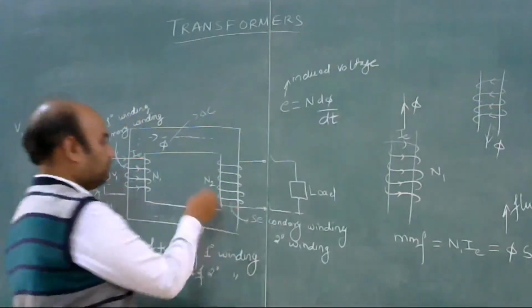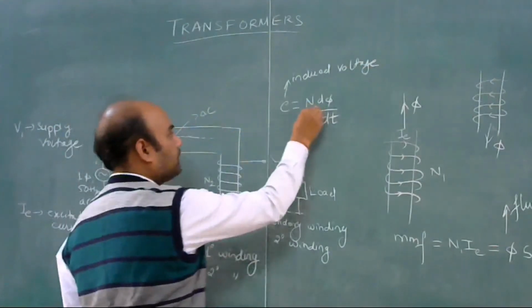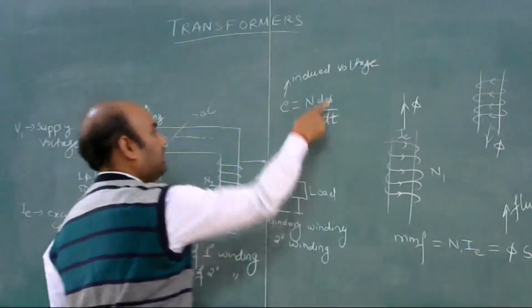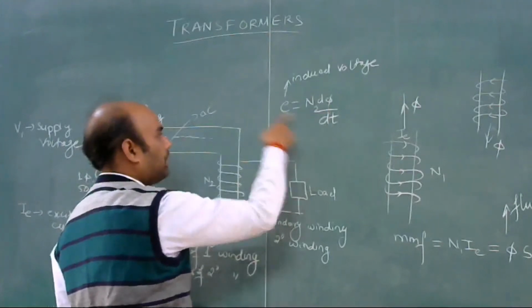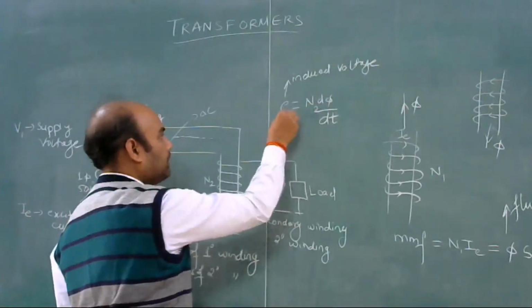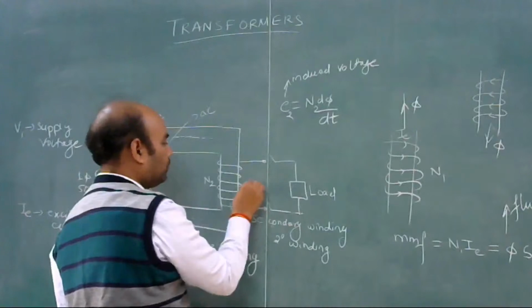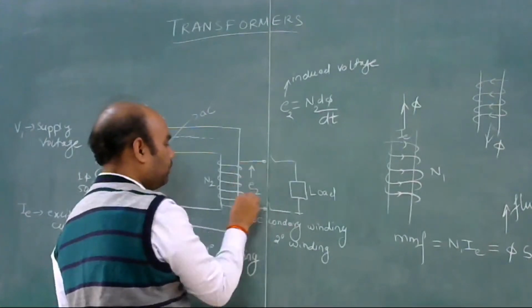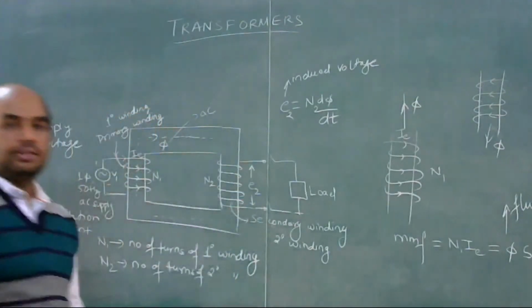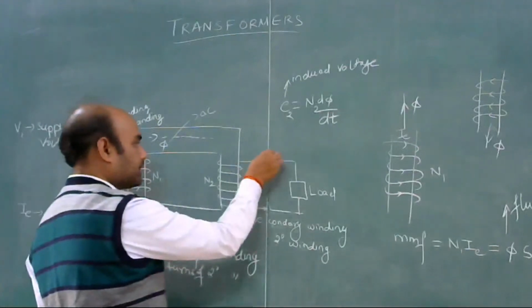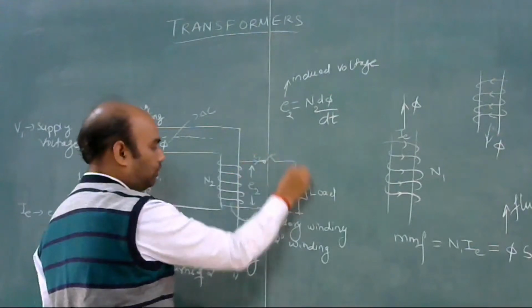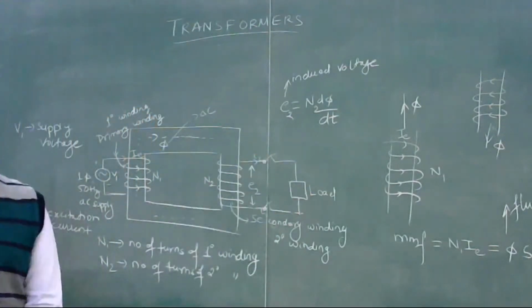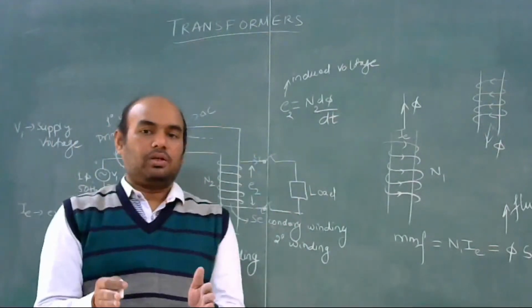We have N2 number of turns and d phi by dt, which is alternating in nature. So this is E2, the induced voltage on the secondary side. And if you connect a load, then current I2 will flow through this load. So what we are doing.